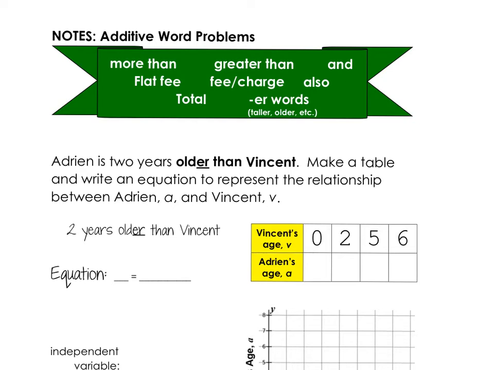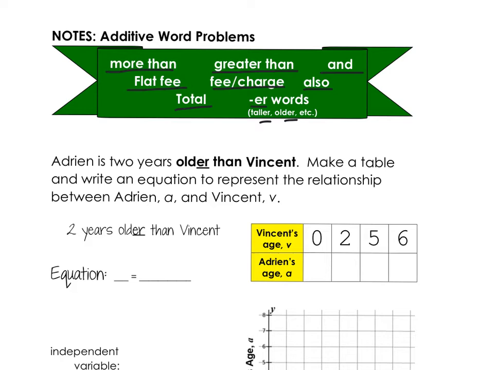All right, today we're going to be looking at additive word problems and some key words for adding. You're going to see words like more than, greater than, and the word and. If you have a flat fee, you're going to be adding. If you have a fee or charge, you're going to be adding that. The word also means adding. Total means adding, and words like taller or older are all adding words, okay?